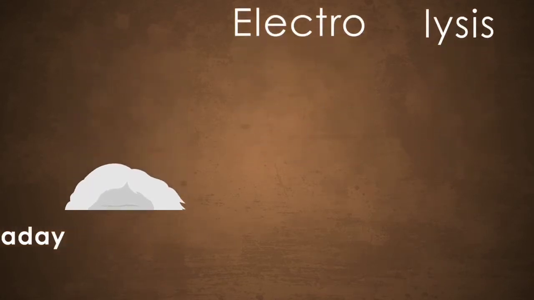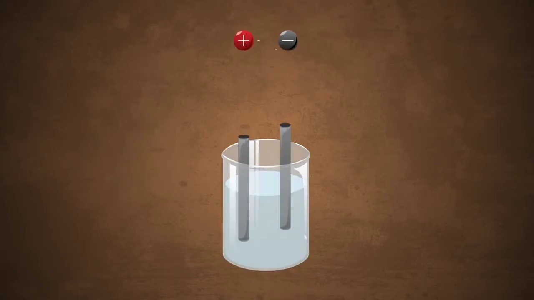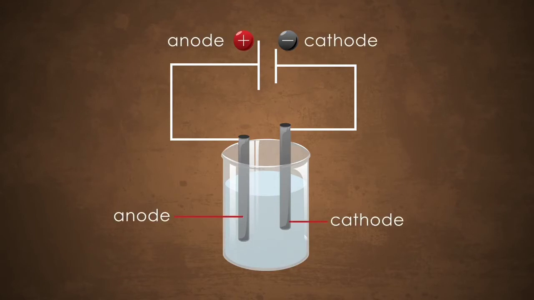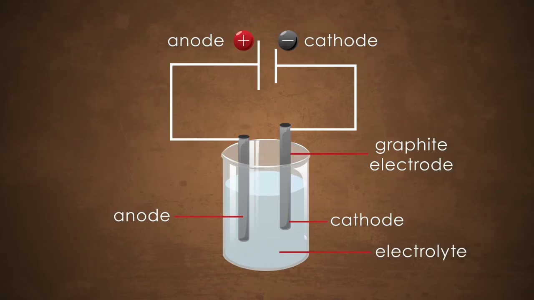Let's remind ourselves of the equipment that we use in electrolysis, almost all of which was named by Faraday. The cell has a positive anode and a negative cathode. The electrodes connected to the cell have the same name and charge. The liquid being electrolyzed is the electrolyte.